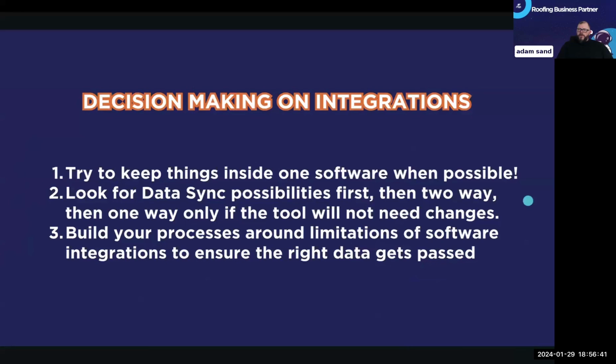Then what kind of decision-making is made around integration? So you're going to keep things inside one software as much as possible. You want to try and have everything in one place as you can. If you're going to have to go outside to get best-in-class tools, you want to look for data sync possibilities first, then two-way, then one-way, only if the tool will not need any changes later. And you want to build your processes around the limitations of the software integrations to ensure the right data gets passed.